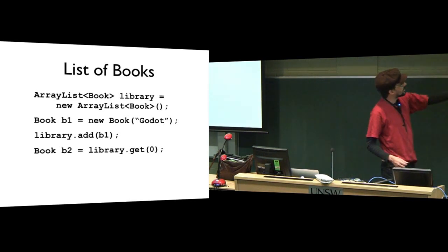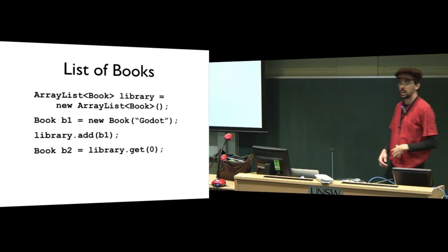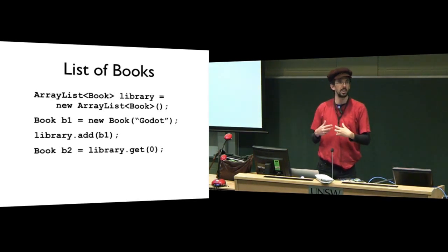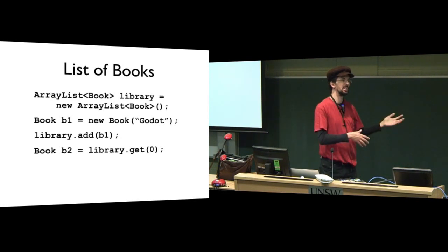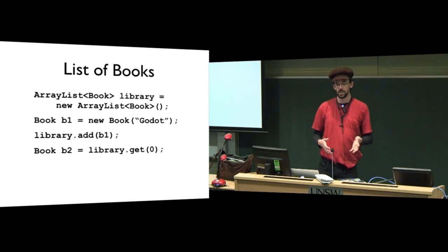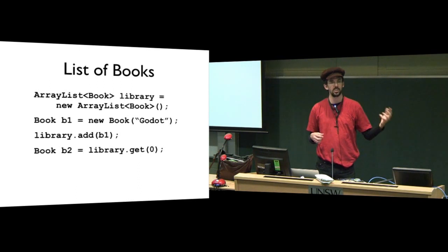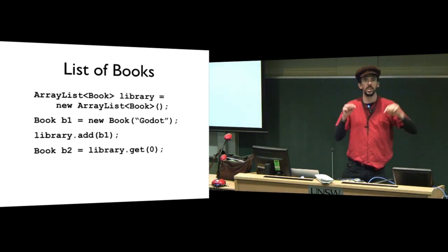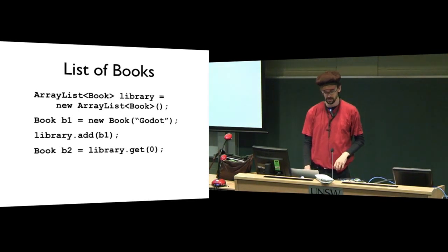When we do this, the add method will accept things of type Book, and the get method will return things of type Book. So with a list of books, we can only add books to it, and we can only get books back from it. So the type of these methods will change. If this was a list of cars, then we would add cars and get cars back, right? So the type of the method changes depending on what kind of list it is, and that type is determined by what you put in angle brackets after the name of the class.